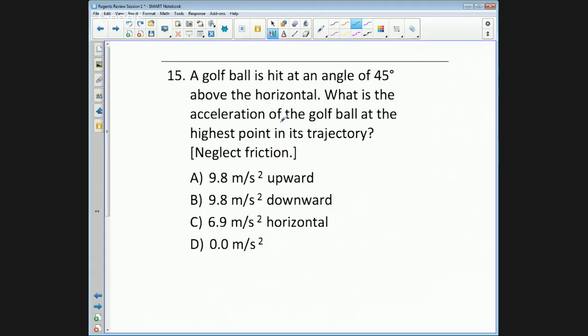What is the acceleration of the golf ball at the highest point in this? Okay, so this one's easy. Again, no math involved. So if we have a golf ball, this is at 45 degrees. It's hit at 45 degrees. This is the golf ball.